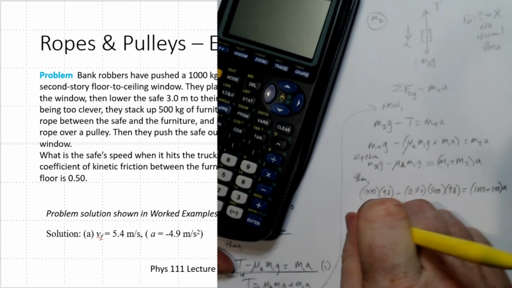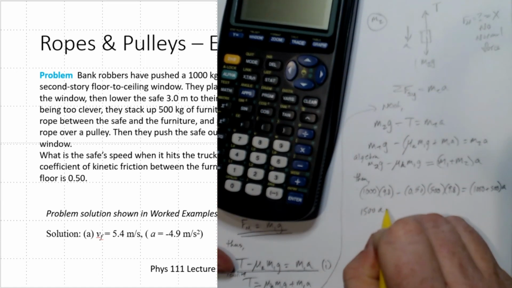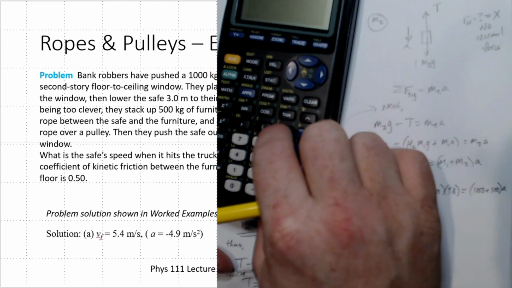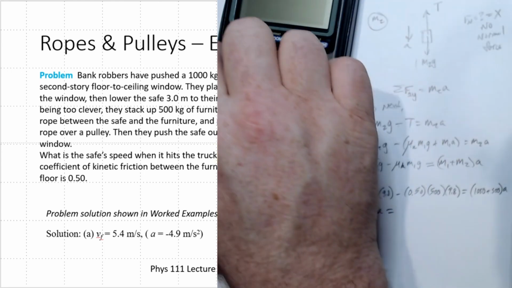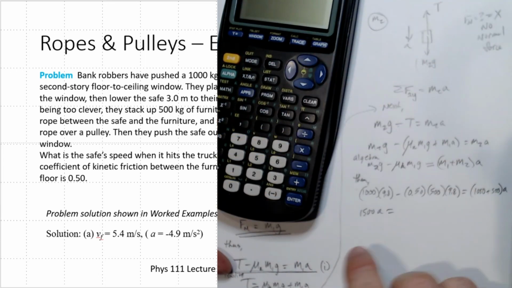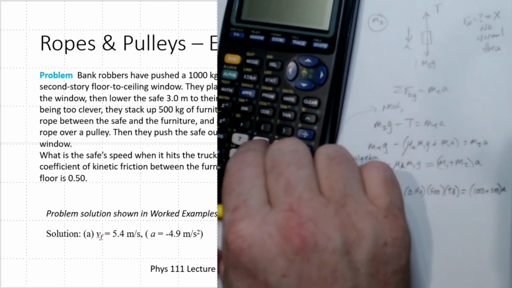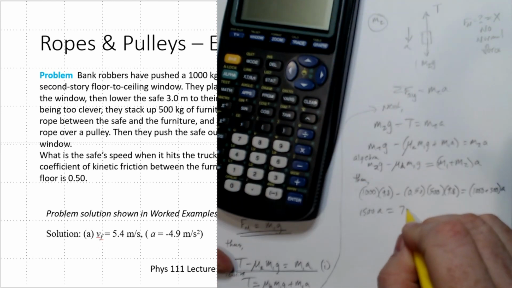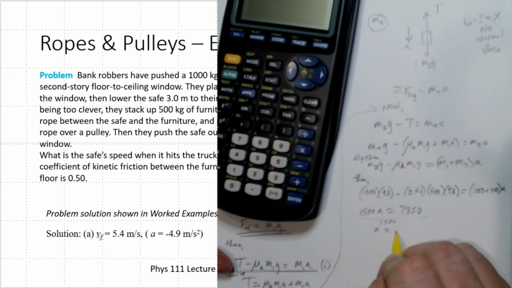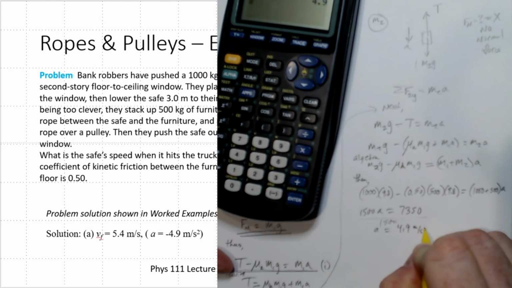Acceleration, we end up with 1500 a equals, we're going to just swap the sides here, 1000 times 9.8, close parentheses, minus 0.50 times 500 times 9.8, and we get 7350. Divide both sides by 1500. a equals 4.9 meters per second squared.